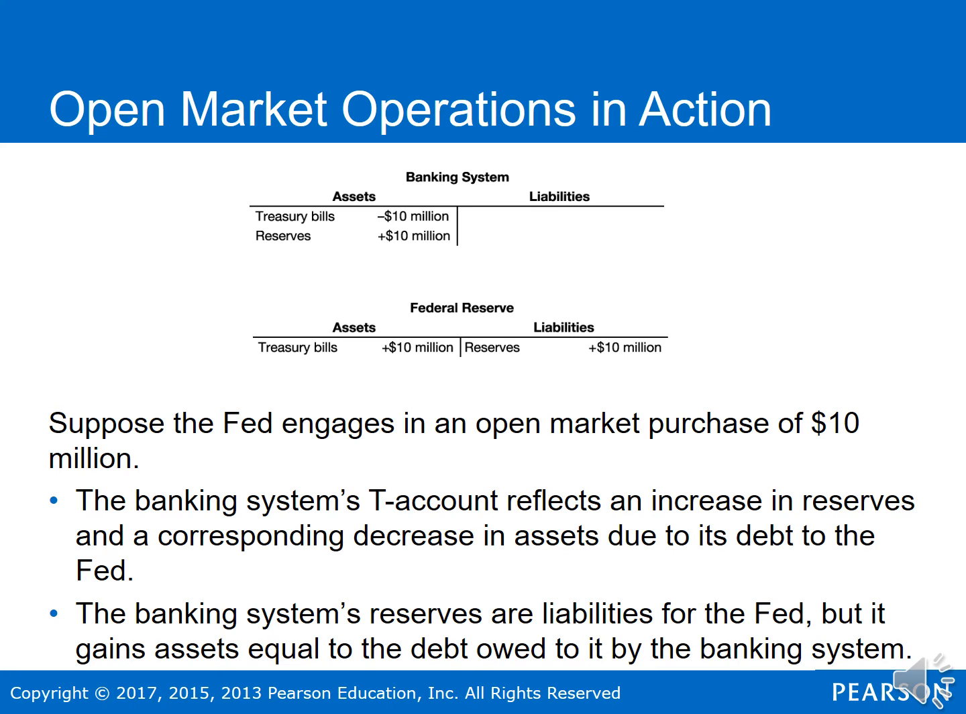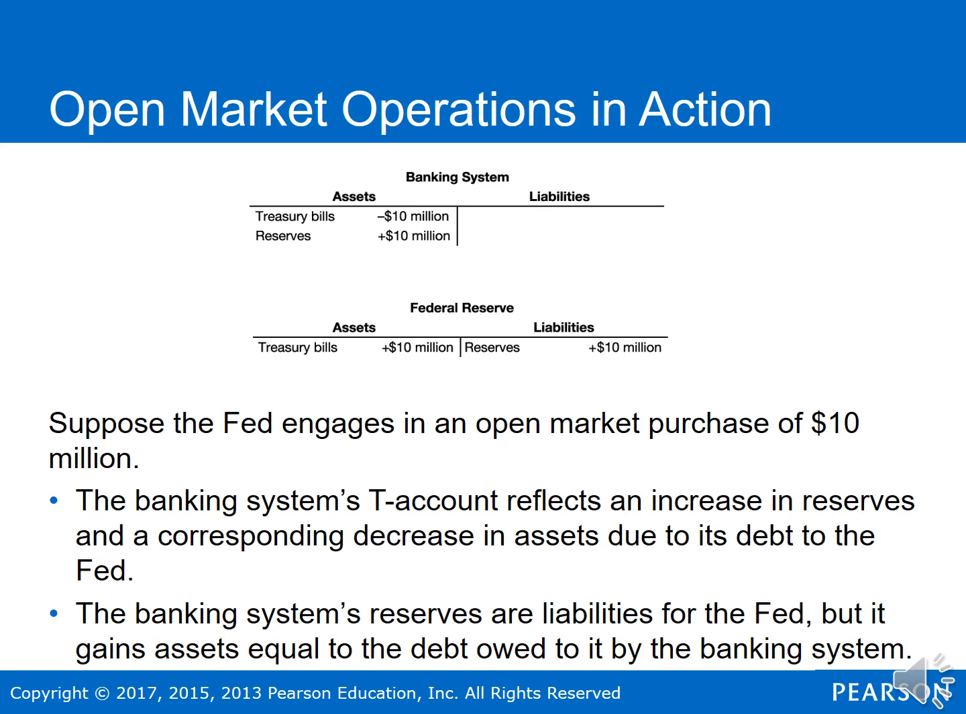in the United States. So as a result of this open market purchase, the banking system's holdings of treasury bills is going to fall by 10 million, and its reserves are going to increase by 10 million. The Federal Reserve made this purchase, so they're giving the banking system cash, and they're receiving assets from the banking system. So the Federal Reserve, their liabilities are going to increase by 10 million because the reserves of the banking system are a liability for the Federal Reserve.